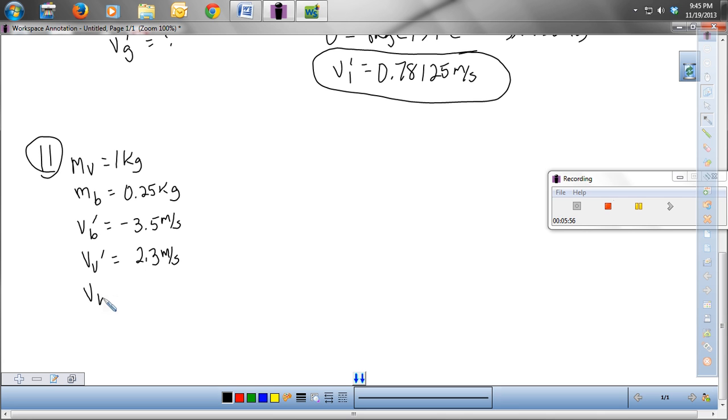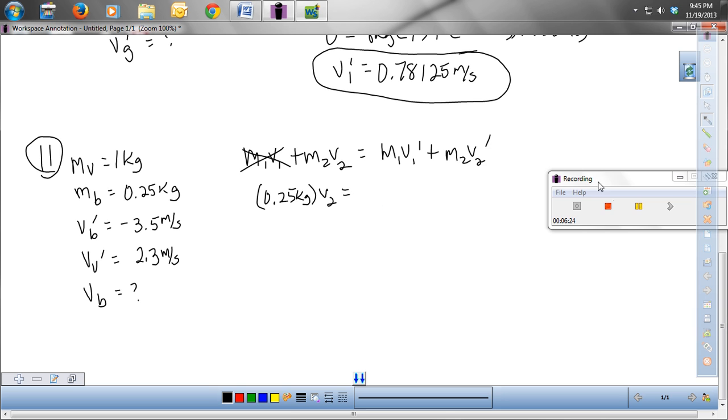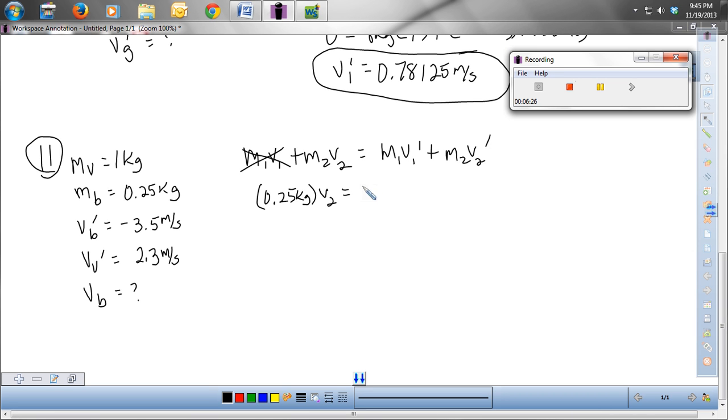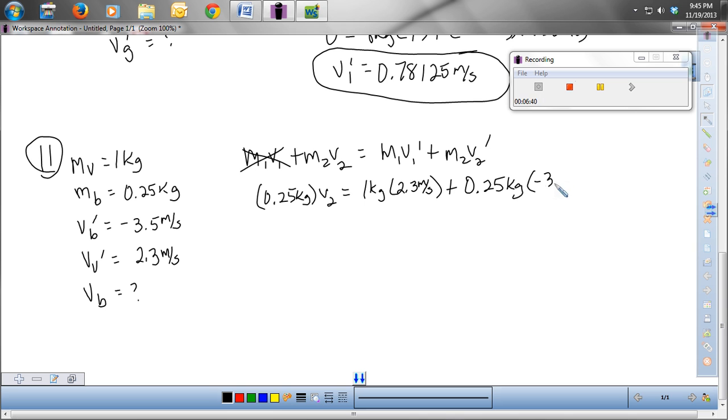So I believe they're asking you to find the speed of the ball that Amanda kicks it with before it hits the vase. So M1V1 plus M2V2 equals M1V1 prime plus M2V2 prime. So M1V1 is going to be, let's let that be the vase. It's not moving. So she kicks the soccer ball with some speed that we don't know. And as a result, she has the 1 kilogram vase moving at 2.3 meters per second, plus the soccer ball bounces back at her. So I made that a negative 3.5.